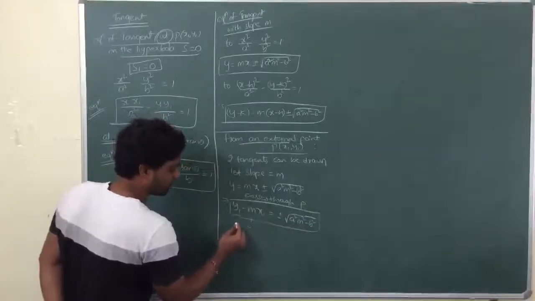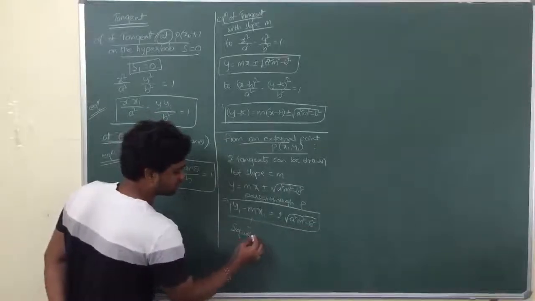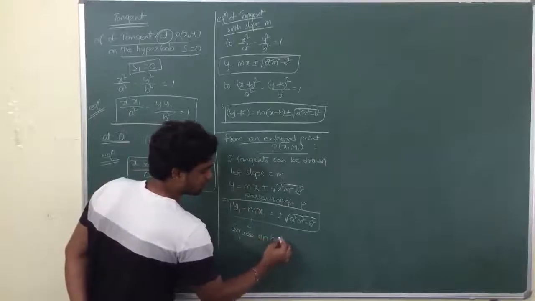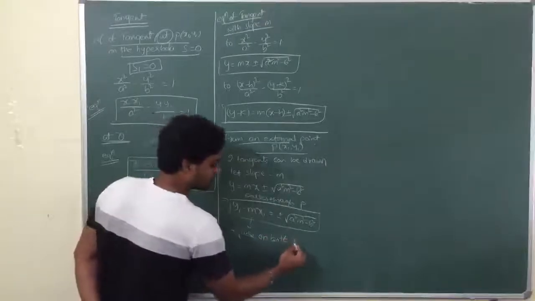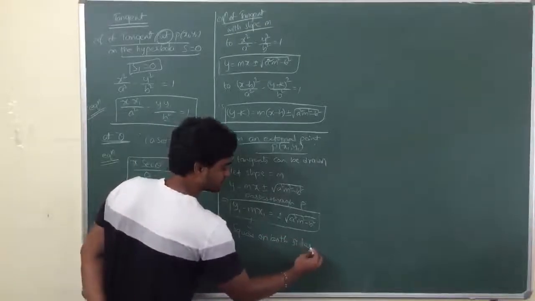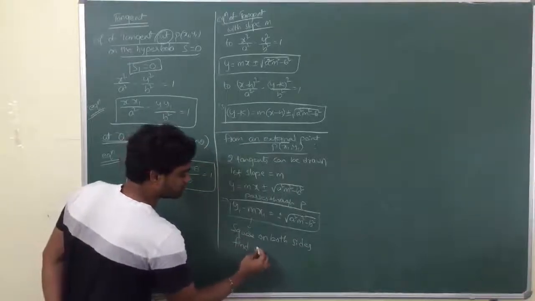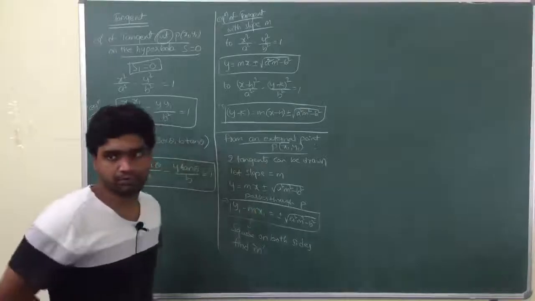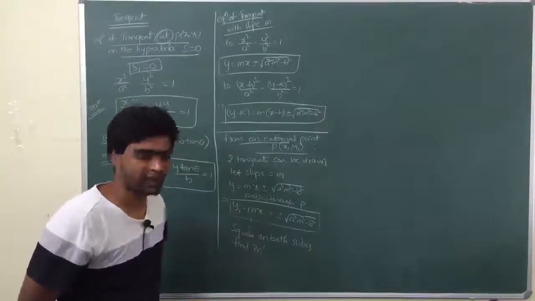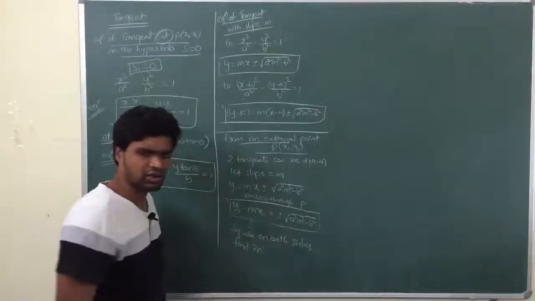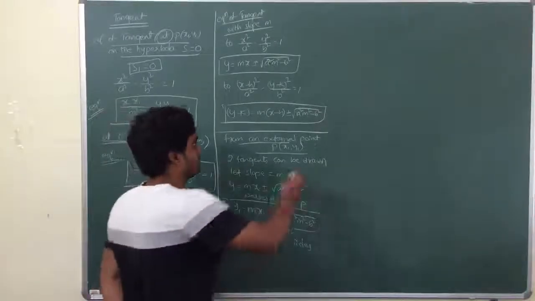Square on both sides. By squaring on both sides, you can find the value of m. You get two values.